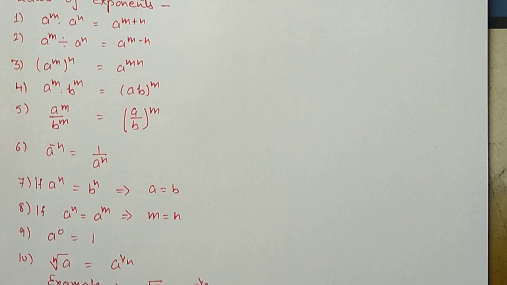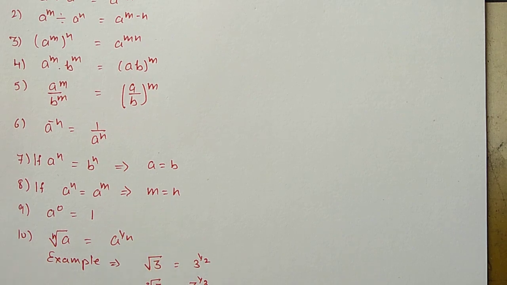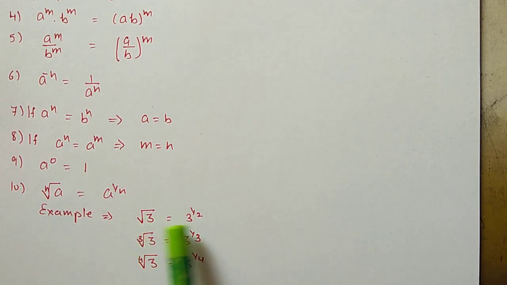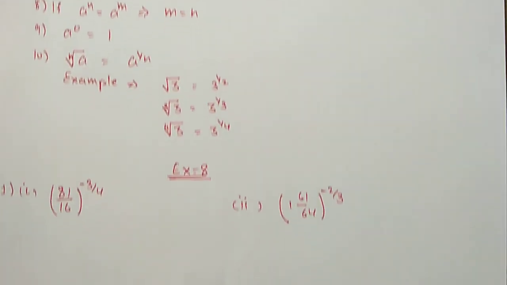And 10th we have n root of a, we can write it as a to the power 1 by n. For example, if you have root 3, that you can write as 3 to the power 1 by 2. If you have cube root of 3, that we can write as 3 to the power 1 by 3. Fourth root of 3, 3 to the power 1 by 4. These things we will use in this exercise to solve the questions. Now we will start the exercise.